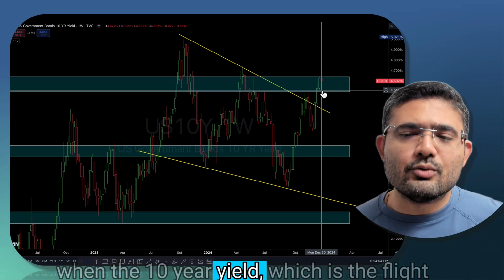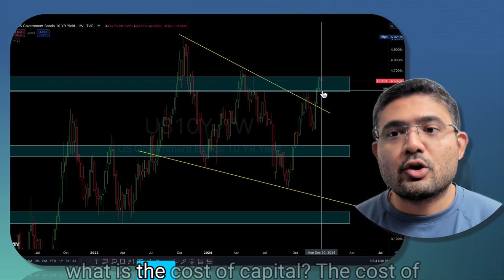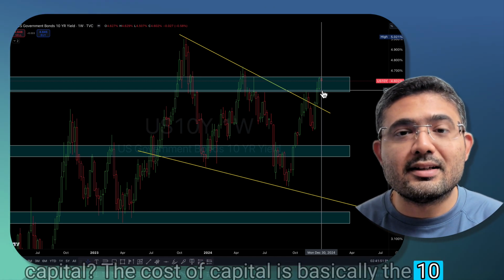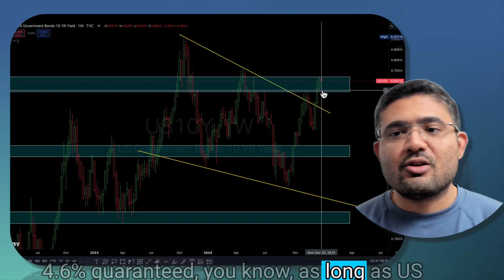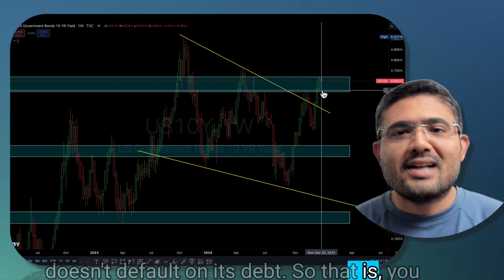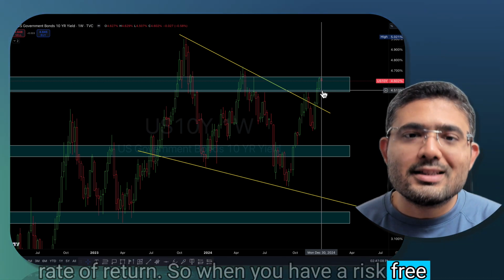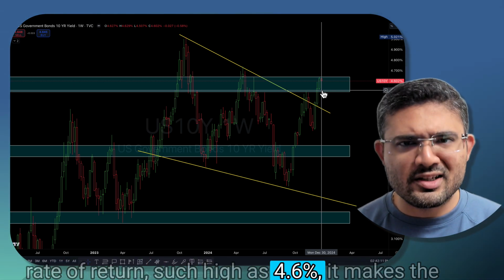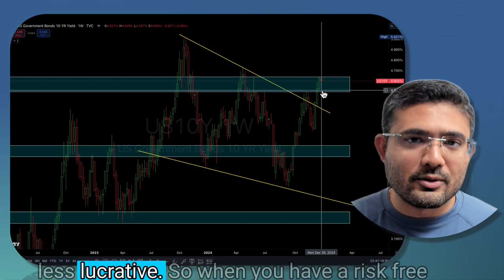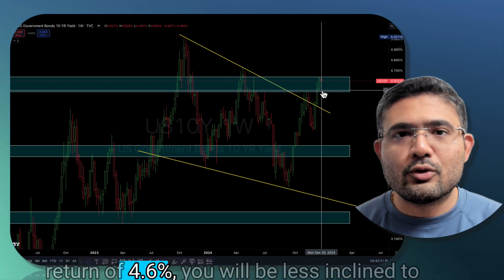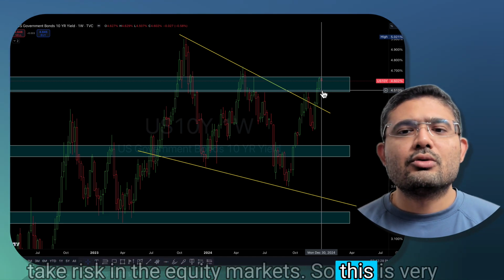The 10-year yield is the flight to safety, as people call it, and the cost of capital. You can get 4.6% guaranteed, as long as the US doesn't default on its debt. So that is the risk-free rate of return. When you have a risk-free rate as high as 4.6%, it makes the capital markets, that is equity markets, much less lucrative. You will be less inclined to take risk in the equity markets. So this is very concerning.